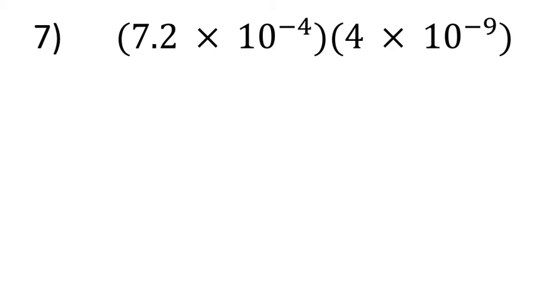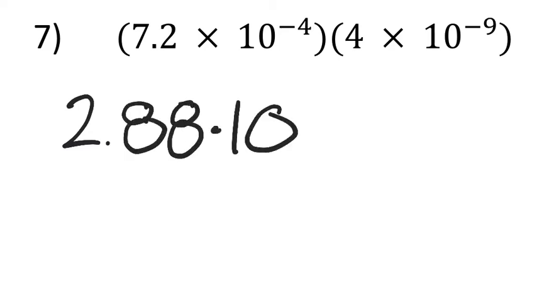Open parentheses, 7.2 times 10 to the power of -4. I get out of exponent mode and I close my parentheses. Open parentheses, a new one, 4 times 10 to the power of -9. I close my parentheses, I push enter, and my calculator shows 2.88 times 10 to the power of -12. Okay, that's good enough.